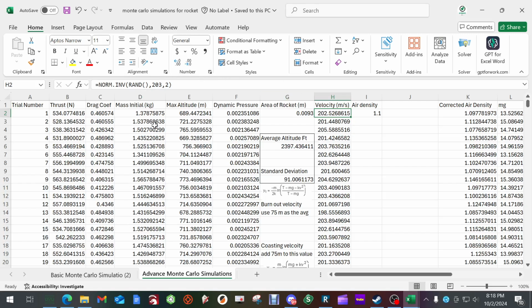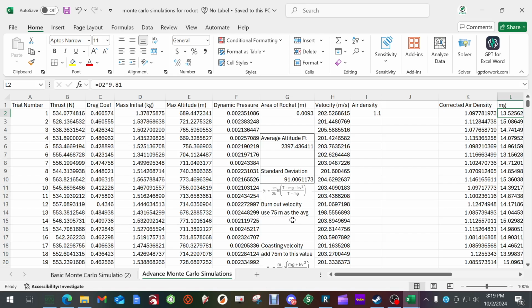Whatever that random value is multiplied by the 203. That's why some of them are 204, 198. Okay. Air density, for my location, is 1.1. Corrected air density is normal distribution, random, with a variance of 0.02, so that it changes, and then mass times gravity is just mass times gravity.